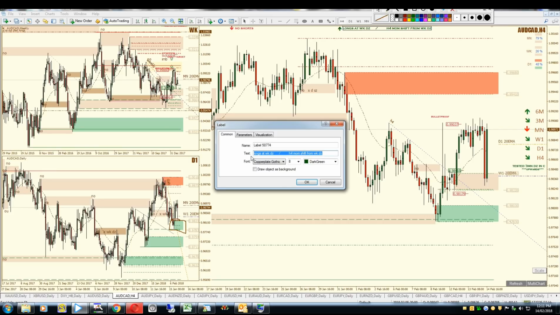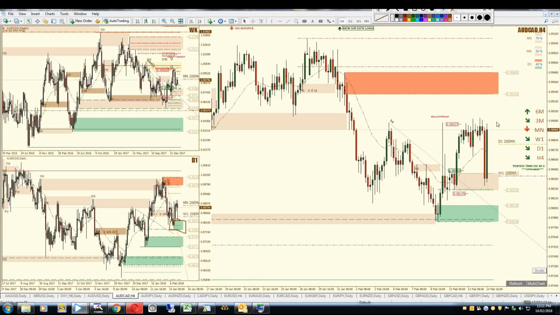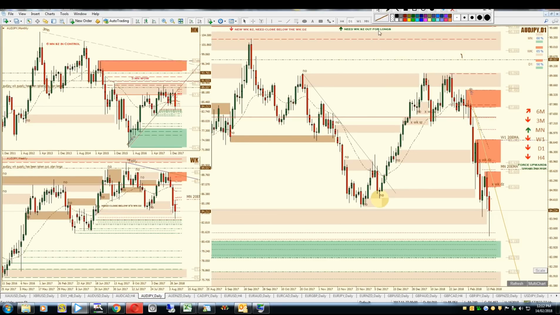So now I'm looking for new demand zones to be formed so I can get in. So I'm waiting for trade signals to appear to get in more long positions, because I'm already in long down here. So that trade's doing really well so far. Okay, Aussie yen.